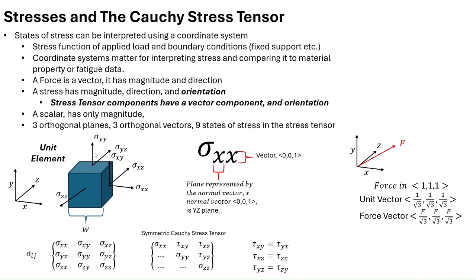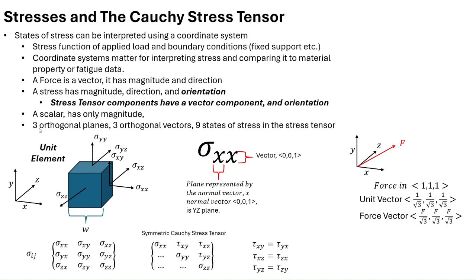So stress is a force divided by area, and so stress has a vector component and an orientation. So stress has a magnitude, a direction, and an orientation. A force is a vector. It has a magnitude and direction. A scalar has only a magnitude. And a stress tensor is kind of like the next highest mathematical representation of, say, a vector.